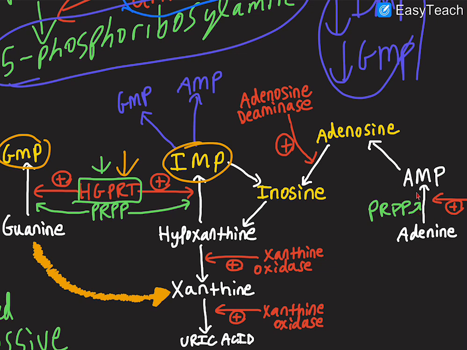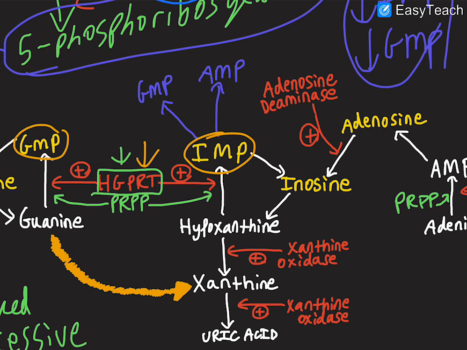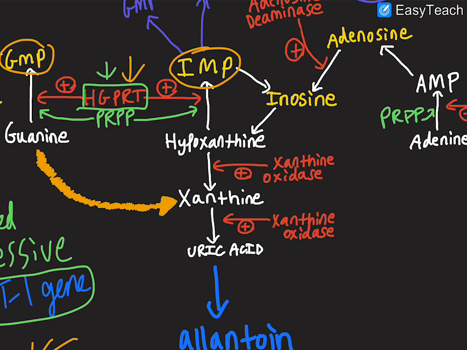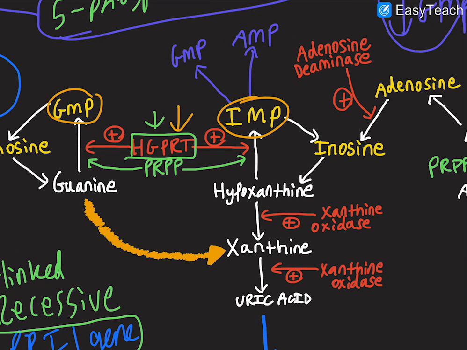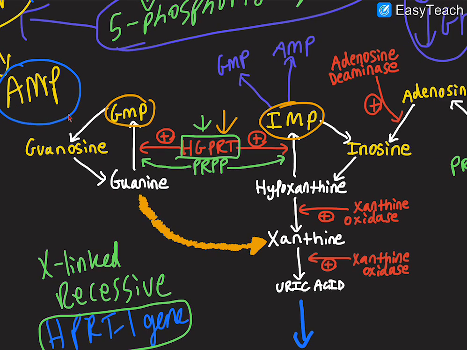Remember, adenine gets converted to AMP via adenine phosphoribosyltransferase. And then AMP gets converted to adenosine, which gets converted to inosine. And then look where inosine ultimately gets converted to: hypoxanthine. So we're stimulating PRPP aminotransferase to ultimately make more IMP, which again will lead to more uric acid. Then more IMP can get converted to GMP, which can ultimately get converted to guanine, because remember, GMP gets converted to guanosine, and that can get converted to guanine, which would again ultimately make more uric acid.